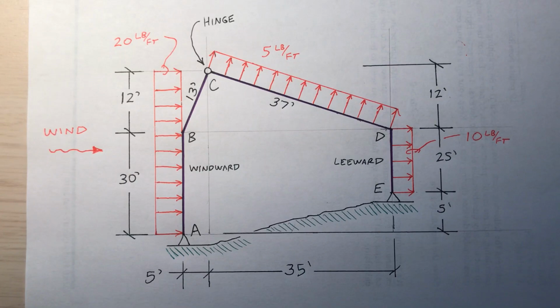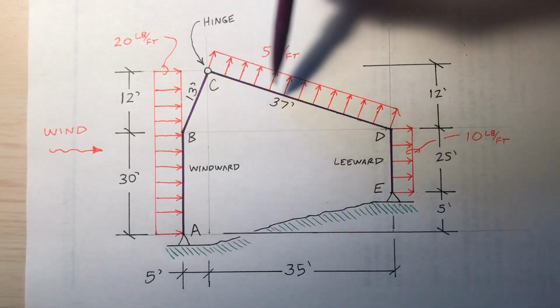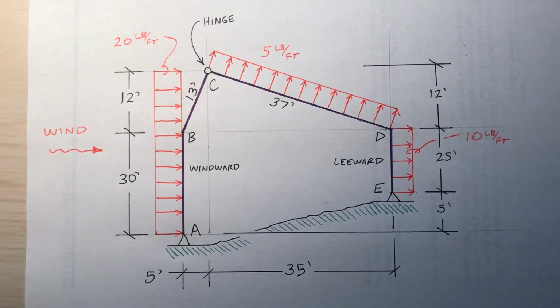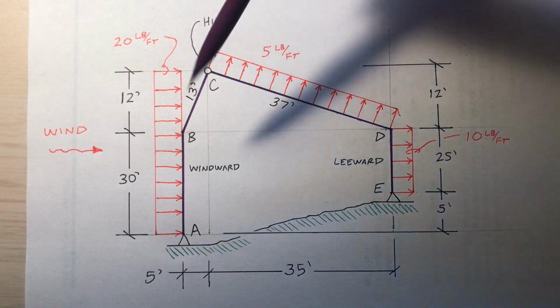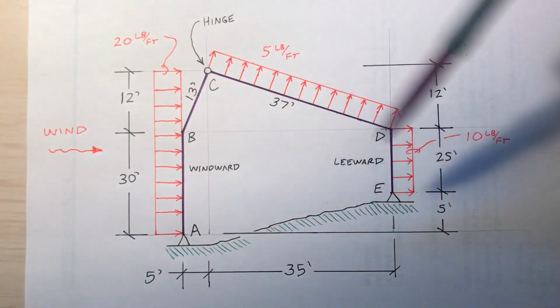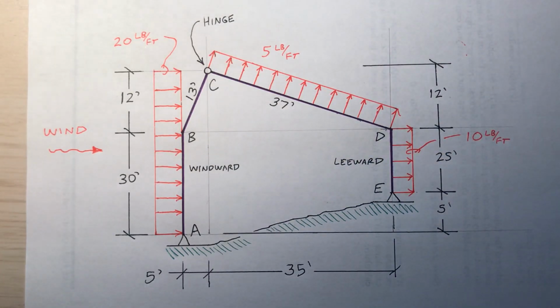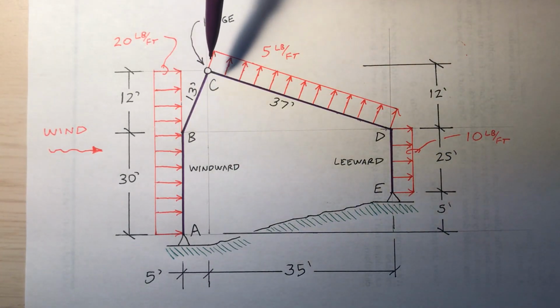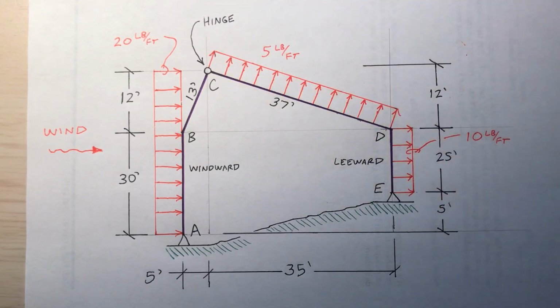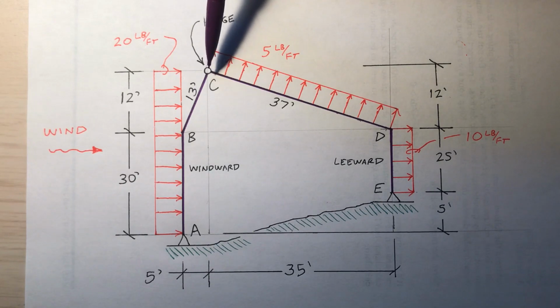This would be more of a salt box style. A salt box, one side is steeper than the other side. So I have this frame, the two sides of the frame, A, B, D, E, those are the two sides. BC is a sloping part of the roof. CD is a sloping part of the roof. Here's a hinge at the ridge line.